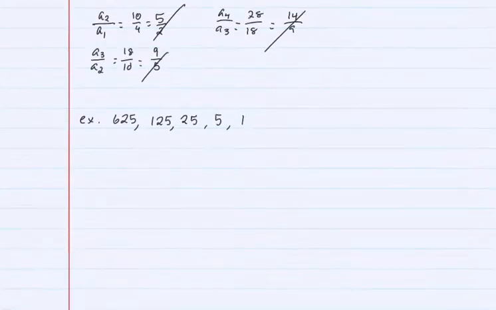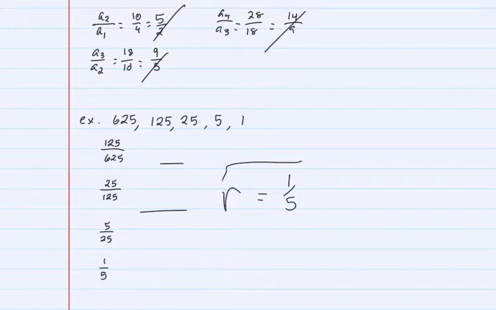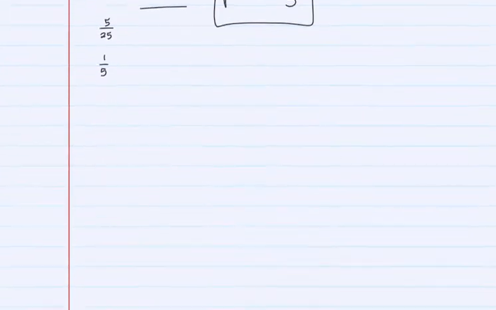If I look at the next example, I would do 125 over 625, and then I do 25 over 125, and then I do 5 over 25, and last I would do 1 over 5. And these all reduce to my common ratio, which is equal to 1/5. So yes, it is geometric. Which brings us to our rule.